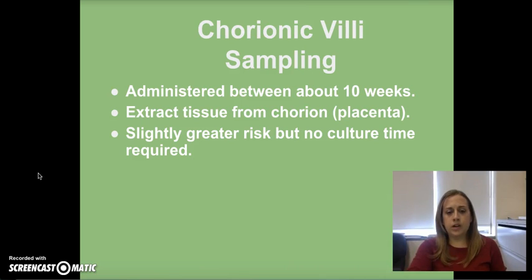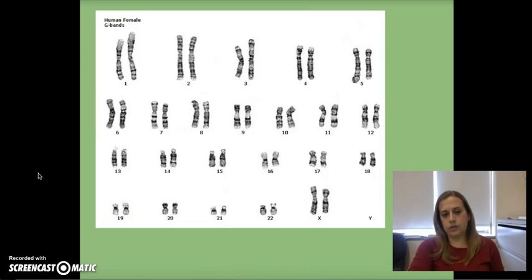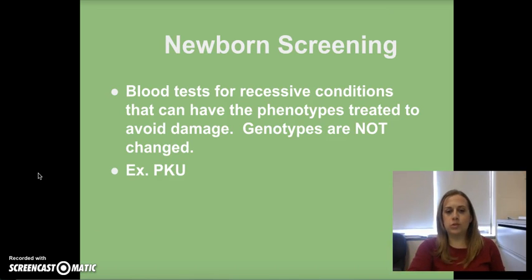You also have a CVS, or chorionic villus sampling. This is usually administered a little bit earlier, and here you actually extract tissue from the chorion, or the placenta. This is a slightly greater risk to the mother, but it doesn't require culture time. So it's going to do the same thing. In several hours, you're going to be able to run a karyotype and check on the chromosomes. Again, this is an example of a karyotype, and here we're looking at a female because it's 2 X chromosomes.